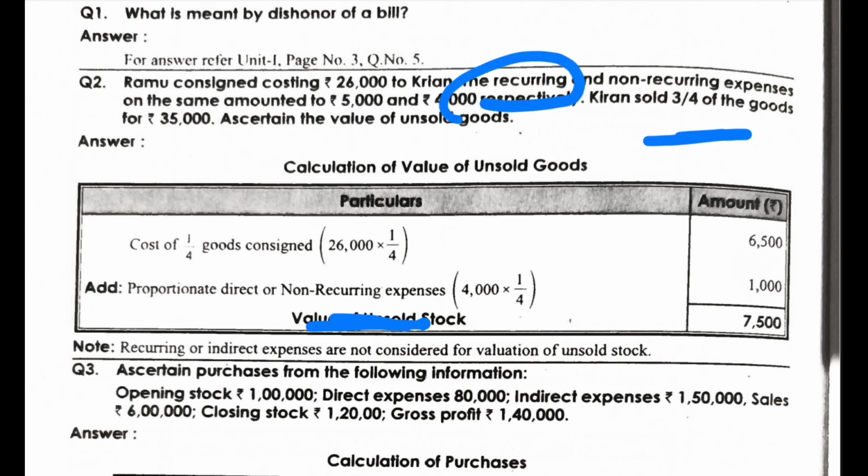When recurring and non-recurring expenses are given to you, you have to take only the non-recurring expenses while calculating the unsold stock. So 4,000 is the non-recurring expenses, and 4,000 into 1/4 is 1,000. So 7,500 we are getting as the value of unsold stock. Recurring or indirect expenses are not considered for valuation of unsold stock. In the note you have to write that down.